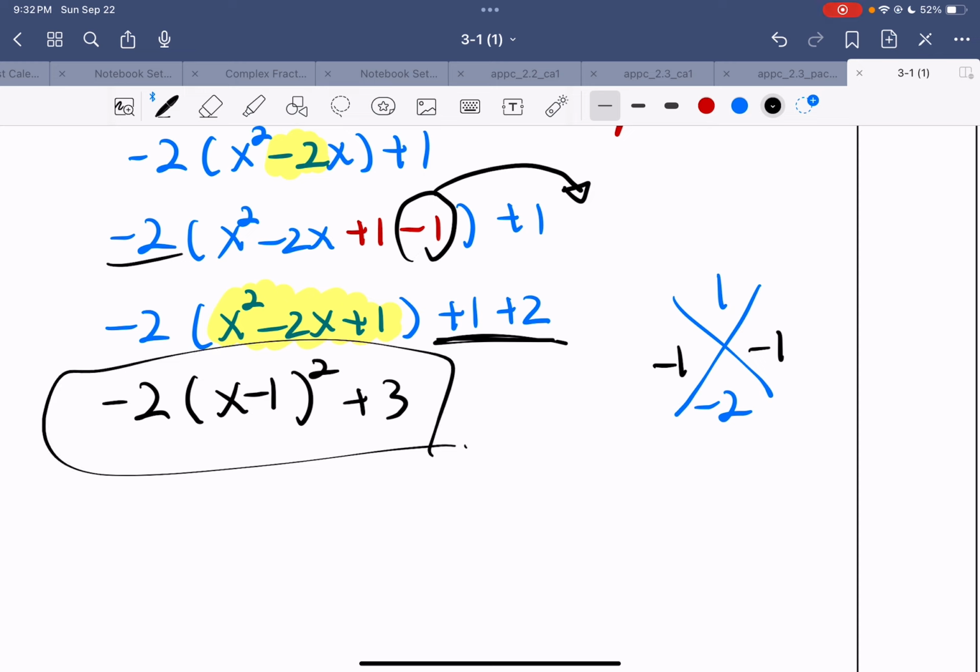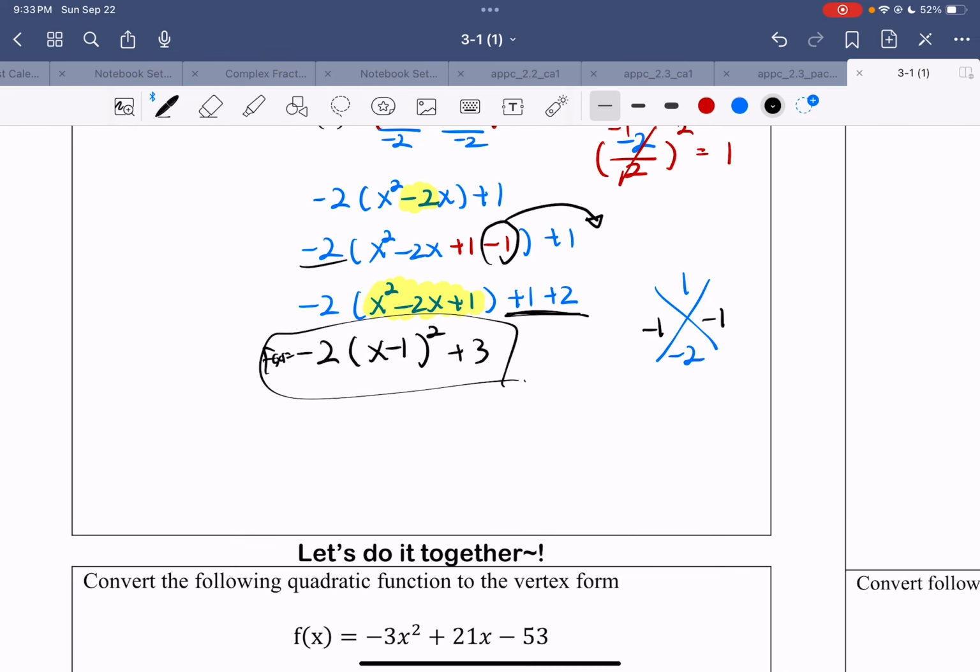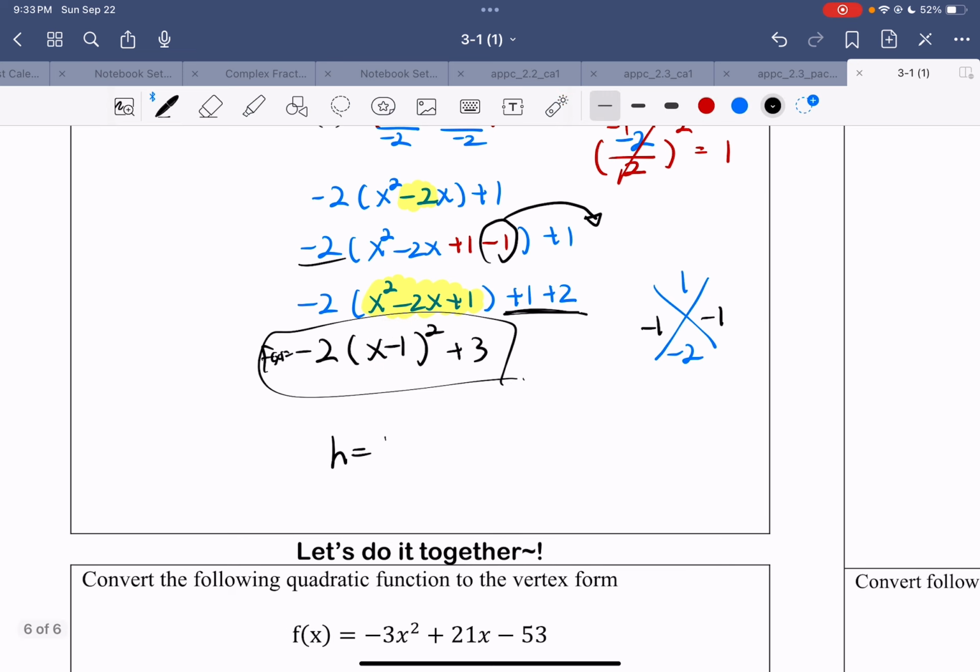Instead of writing x minus 1 on both sides and then doing it like this, who cares? I'm gonna put f of x. Now, here, your h value is gonna be the opposite of this, which is positive 1. Your k value is the last number, which is 3, okay? Sometimes your question asks for the vertex, sometimes your question will just ask you to find this, something like that, okay? So keep that in mind.